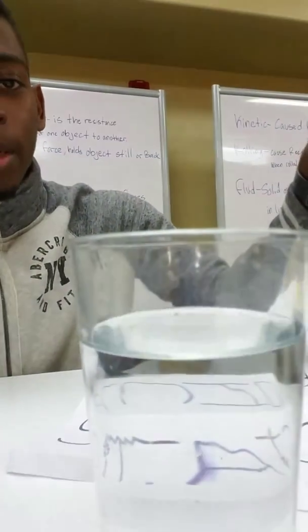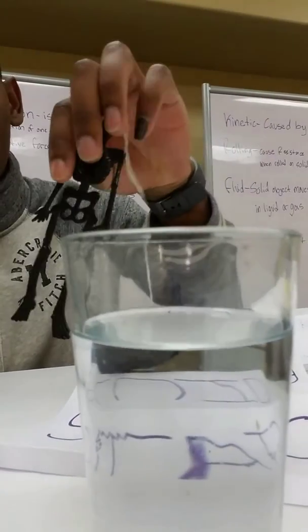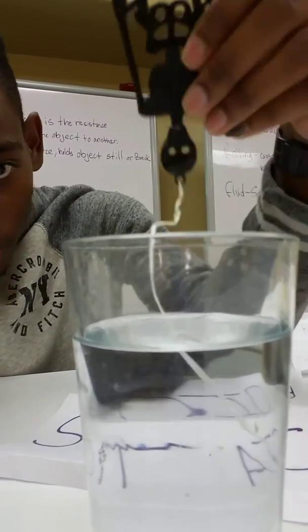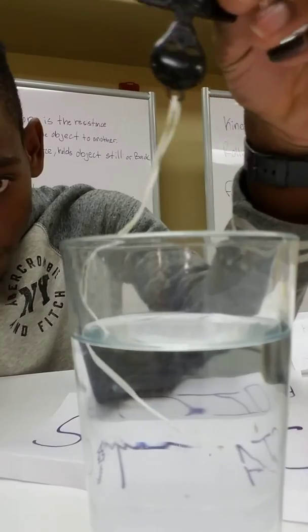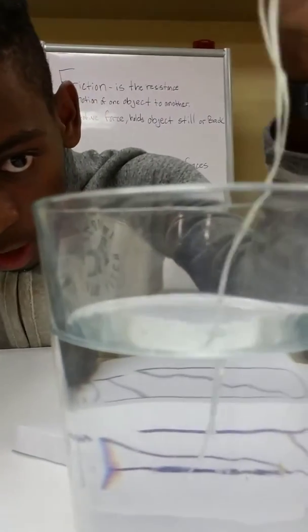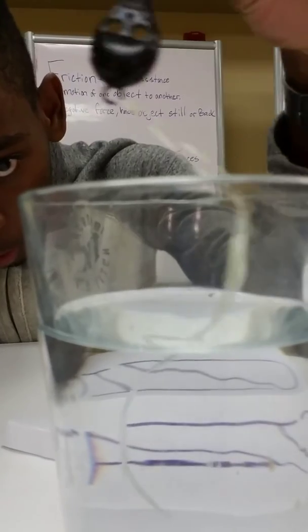Now the next one we have is fluid friction. This is when a solid object moves through liquid or gas. For example, what I have here is a glass of water and an old Halloween decoration with a string on it. Now watch when I put the string inside the water. See how when I move the string, there's some sort of resistance? That's basically fluid friction within the water.